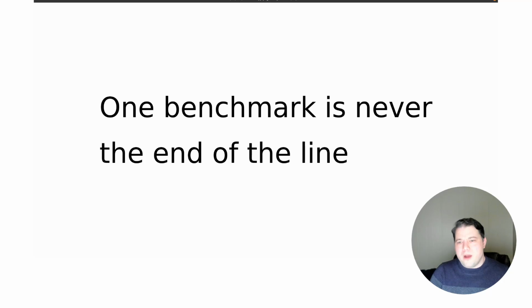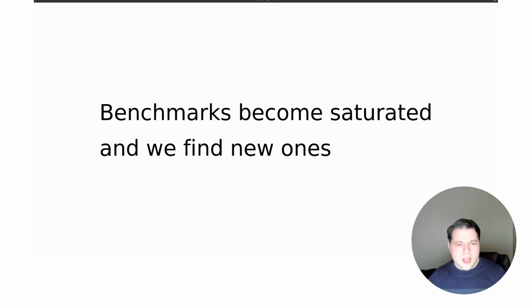We're dealing with proxy metrics. We're dealing with very multifaceted areas of performance. Our understanding of how to think about and even measure this concept co-evolves with the benchmarks, and that's just fine. After we saturate SWE-bench, we'll have something else. Benchmarks become saturated and we find new ones. So, the second misconception is the sampling.